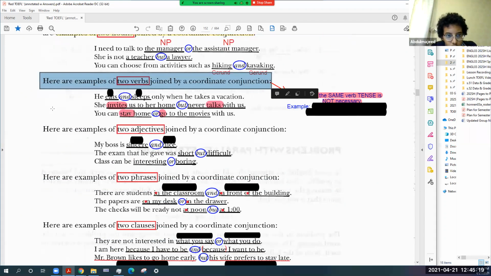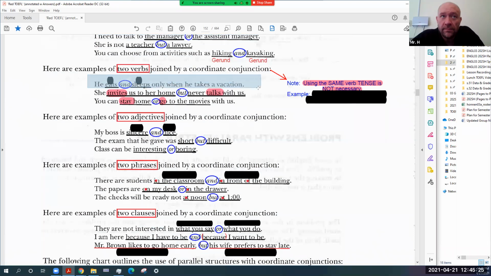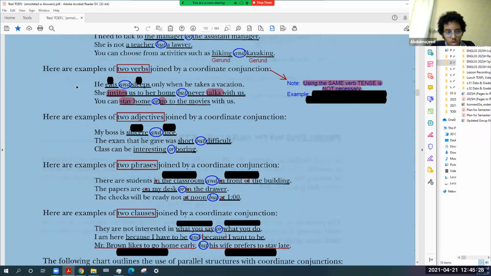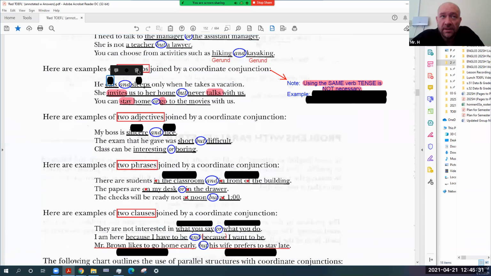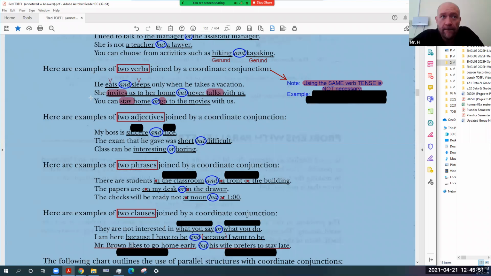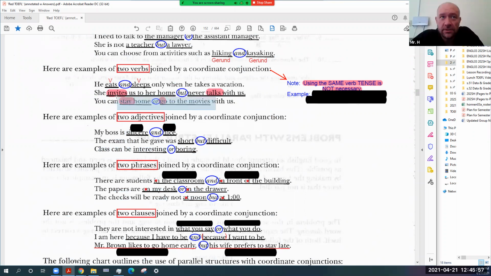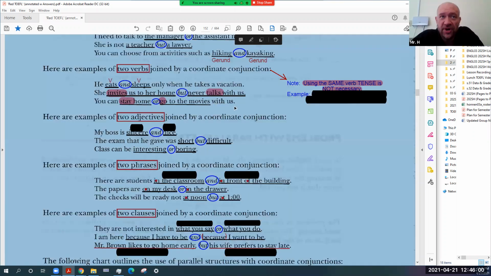Here are examples of two verbs joined by coordinating conjunctions. Example: He eats and sleeps only when he takes a vacation. What do you see here? Verb and verb. There you go. Okay, Khalid, next. She invites us to her home, but never talks with us. What do we have? Two verbs, right? Okay, Mohana. You can stay home or go to the movie with us. What do we have? We have two verbs, right?